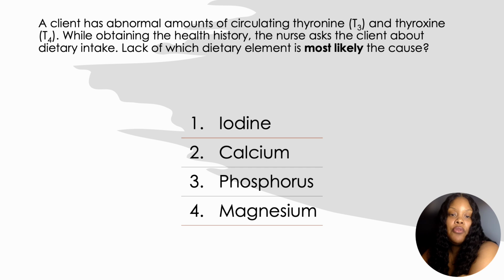A client has abnormal amounts of circulating T3 and T4. While obtaining the health history, the nurse asks the client about the dietary intake. Lack of which dietary element is most likely the cause? Is it 1, iodine, 2, calcium, 3, phosphorus, 4, magnesium? So I'm going to give you some time to think about it. So if you chose 1, you are correct. So adequate dietary iodine is needed to produce T3 and T4.